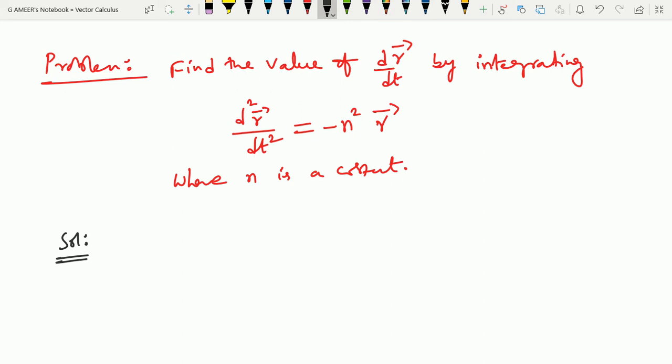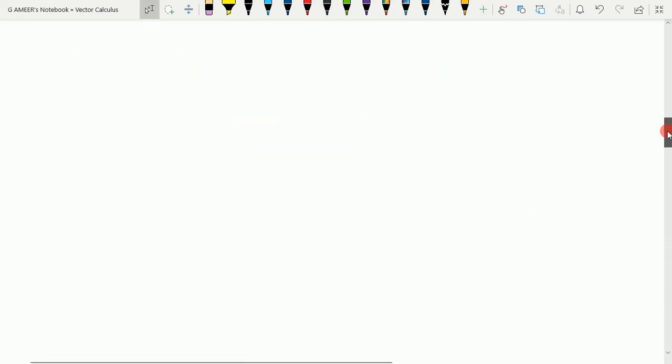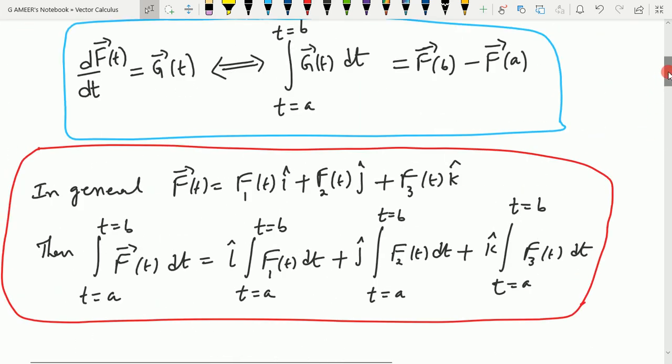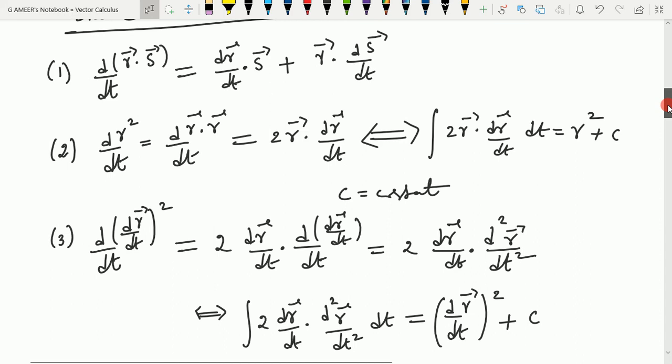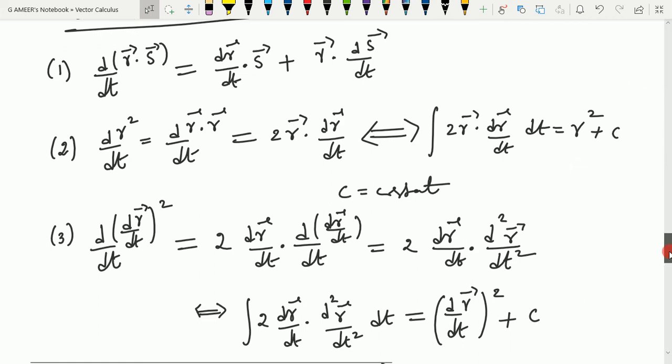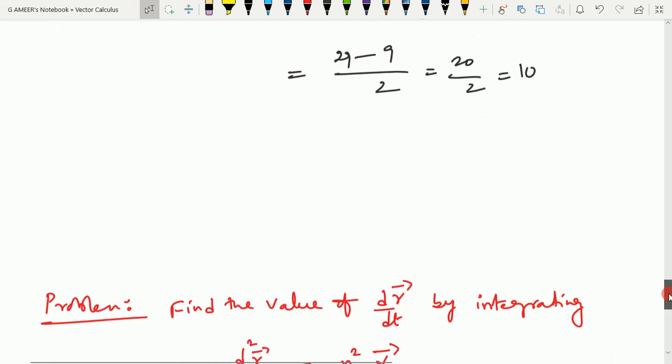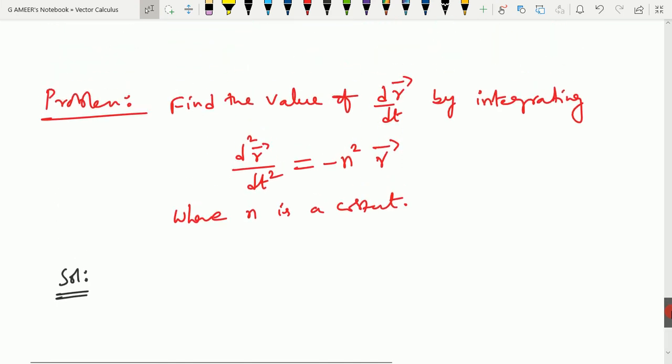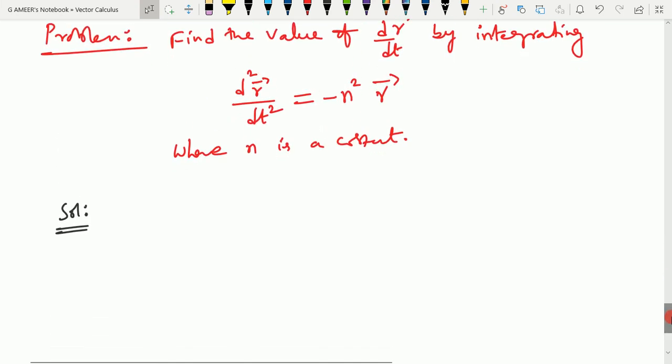Do one thing here. Again we use the standard results, that is the number 2 standard result. So what is the number 2 standard result? Whenever we have the integration of 2r dot dr by dt, that will be equal to r square plus c. So this is the result we will be using here.